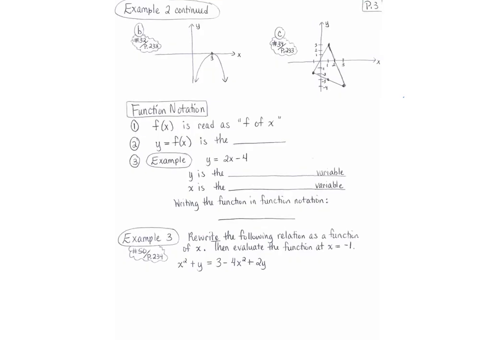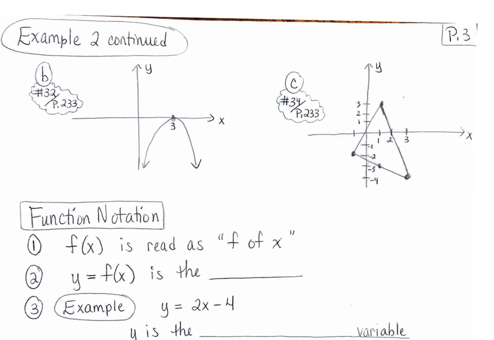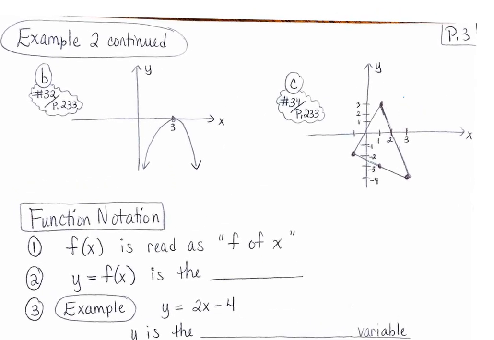B. I've given you the graph of a relation. I want you to determine whether or not it is a function. What should you use? The vertical line test. Use the vertical line test. I'll give you 30 seconds to discuss it.